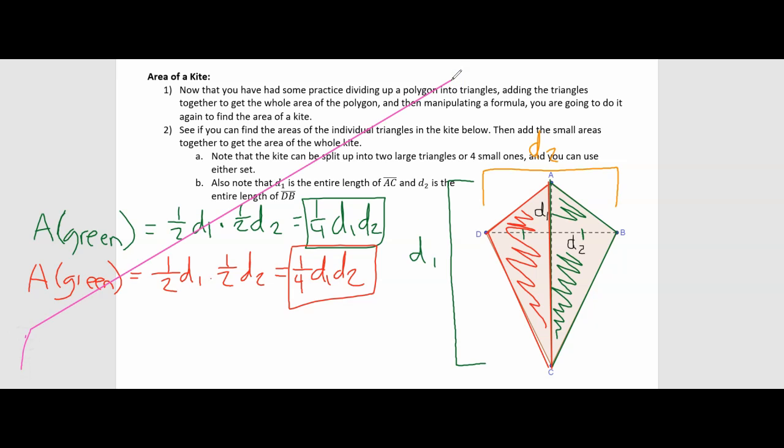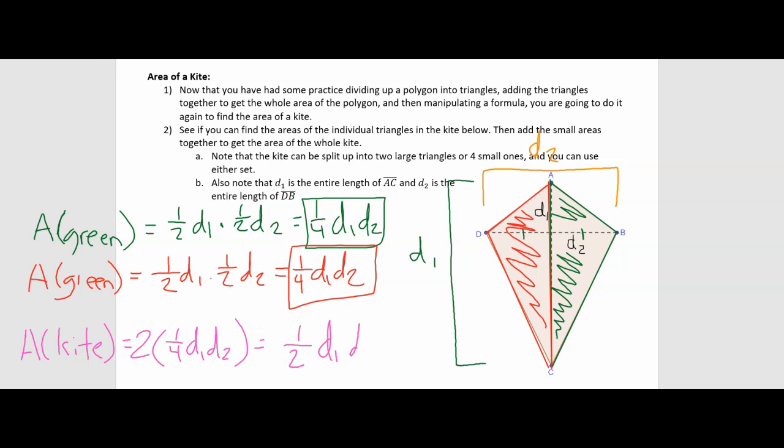So that means the area of the kite is equal to the sum, right? Or you could just do 2 times 1/4 times D1 times D2, right? You could add those together, you could multiply by 2, same thing, which means the area of any kite is 1/2 times one diagonal times the other, right? That will work for any kite.